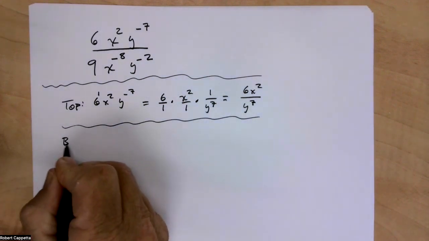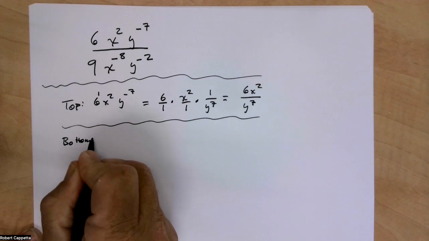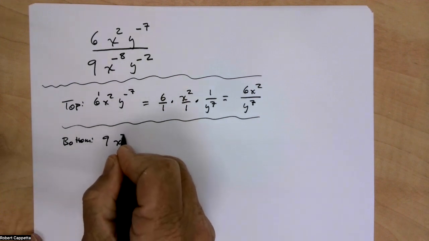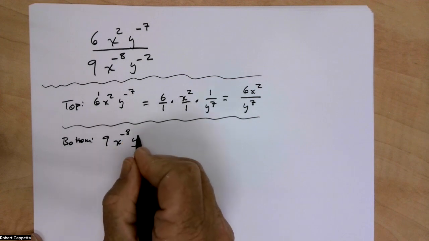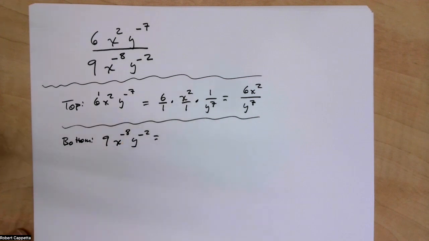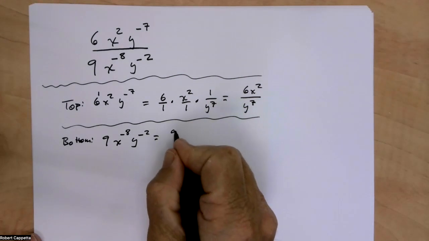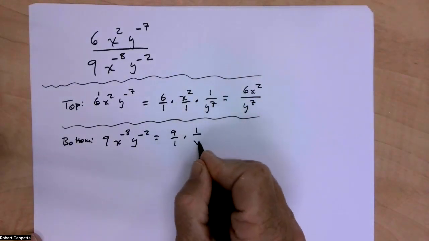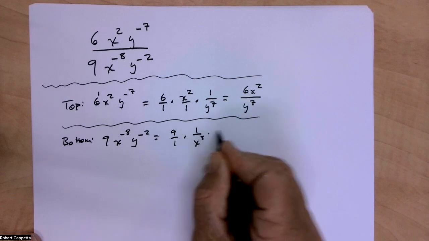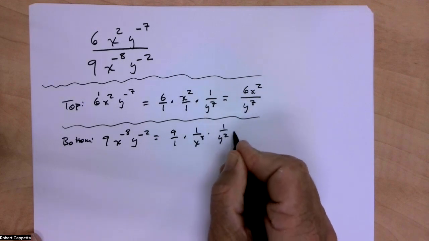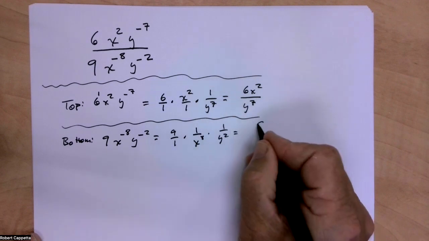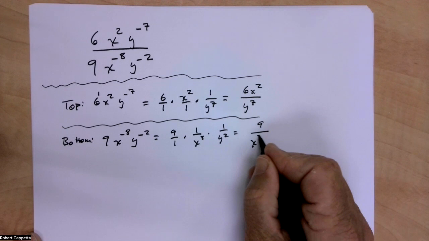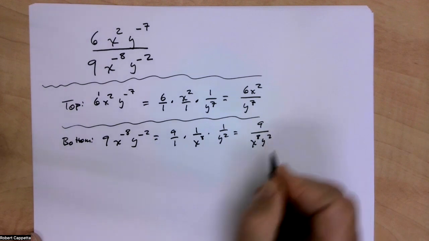And then on the bottom, what are we going to get? 9x to the negative 8, y to the negative 2. What will that give me? 9 over 1 times 1 over x to the 8th times 1 over y squared. 9 times 1 times 1, 9. 1 times x to the 8th times y squared, x to the 8th, y squared.